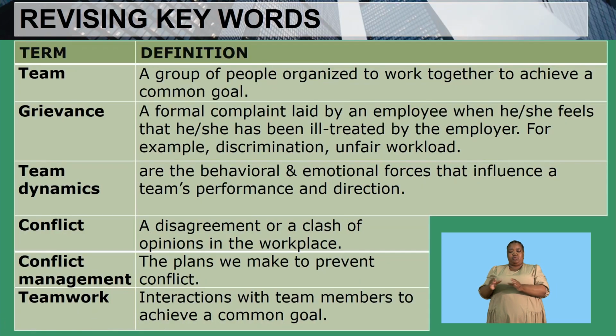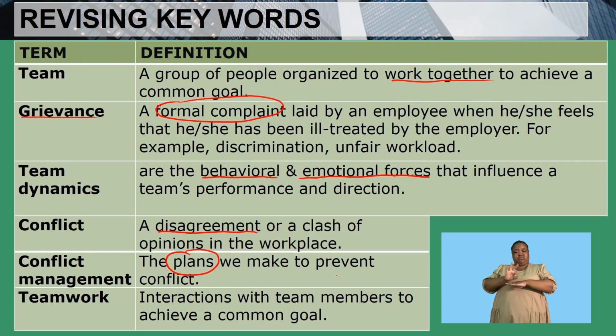Now, the new words that you are going to come across in this lesson will be team, which is a group of people organized to work together to achieve a common goal. We also have the word grievance, which is a formal complaint laid by an employee when he or she feels that he or she has been ill-treated by an employer. For example, discrimination and unfair workload. We then have team dynamics, which are the behavioral and emotional forces that influence a team's performance and direction. We then have conflict, which is a disagreement or a clash of opinions in the workplace. We then have conflict management, which are the plans that are taken to prevent conflict. You then have teamwork, which is the interaction with team members to achieve a common goal.